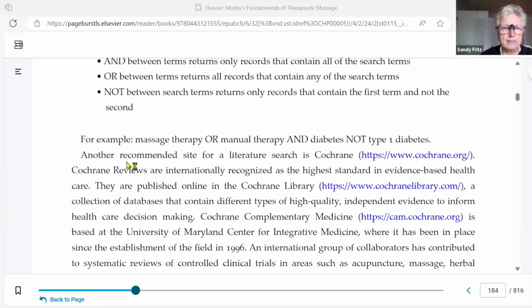and talks about Boolean logic, or how to narrow the search with and, or, not. And then it also gives you a link to the Cochrane organization that provides what's called a meta-analysis. They do an excellent job of taking a bunch of research on a specific topic and then pulling it together in a certain way. And that's a very high level of research.